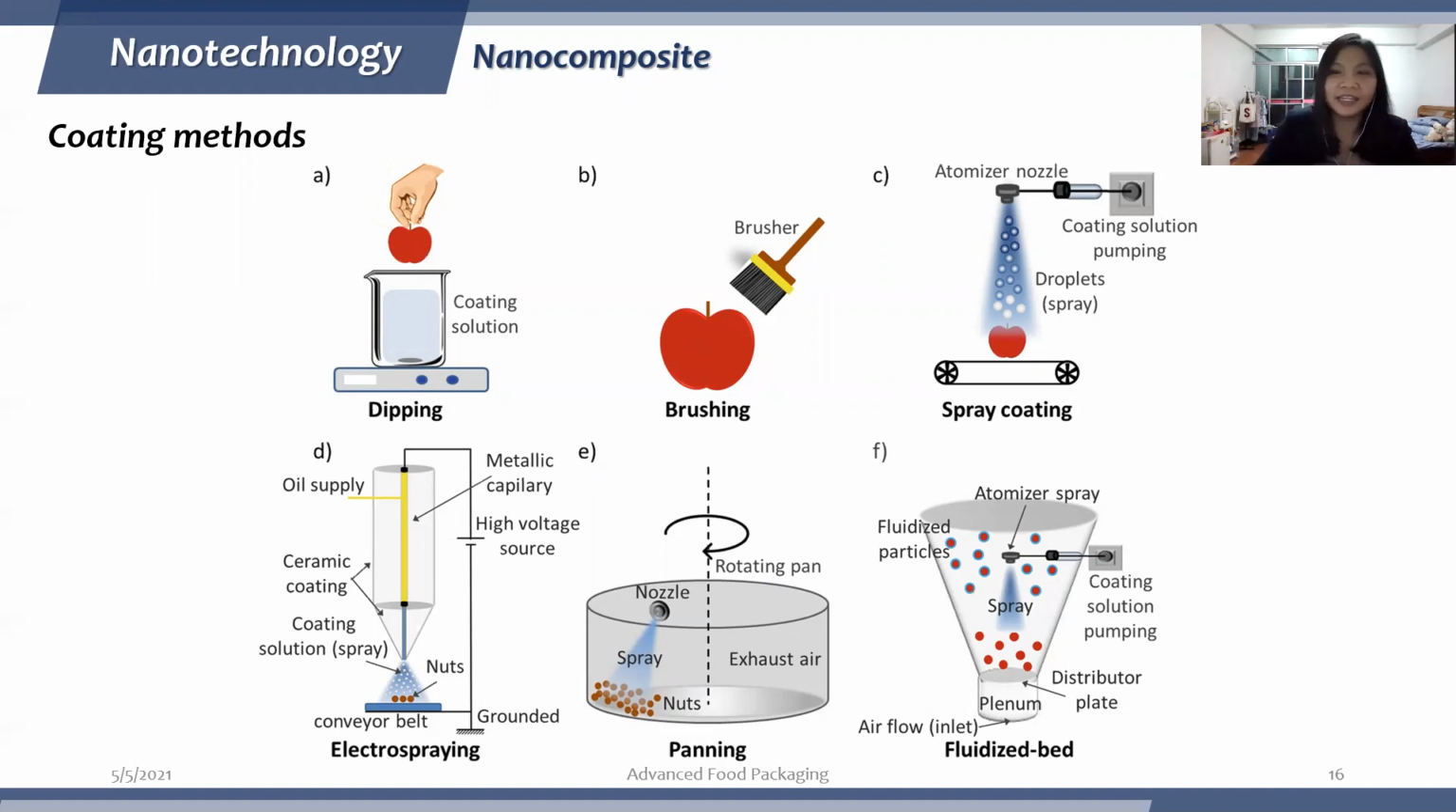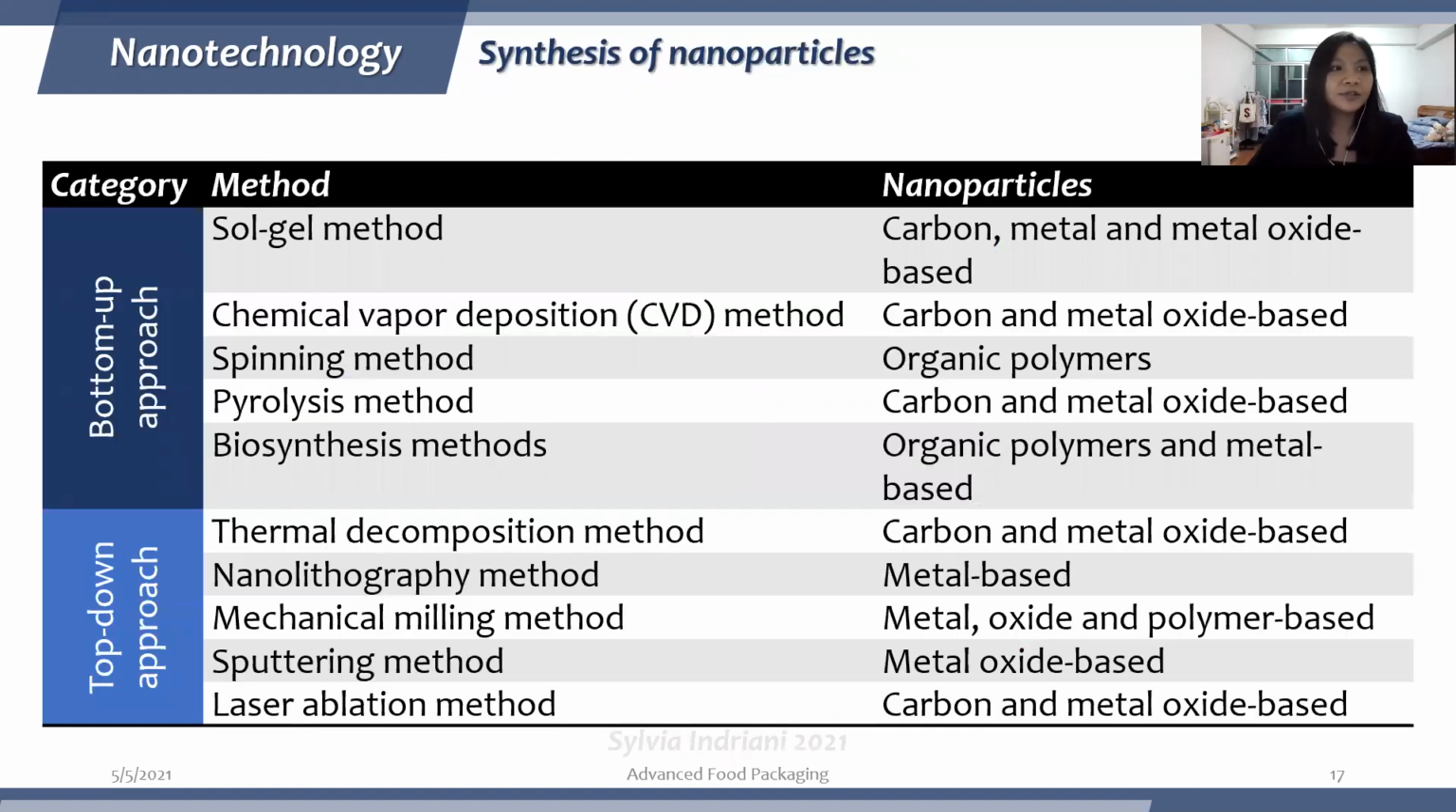Dipping is the conventional one, and the advanced ones are electrospraying and fluid ascribe. Nanoparticles can be synthesized by 2 approaches. First is the bottom-up or constructive method, which is structural building from atom to cluster to nanoparticles. The second approach is the top-down.